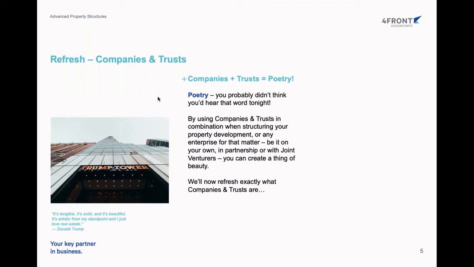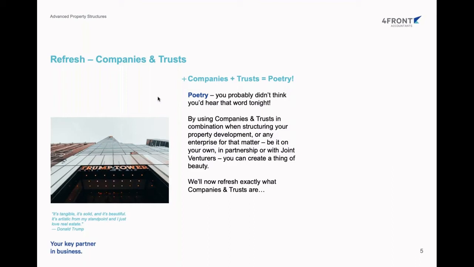This is my very poor attempt at humour, but I've got that companies plus trust equals poetry, which is probably a word you didn't think you'd hear tonight. But I say there, by using companies and trusts in combination when structuring your property development or any sort of enterprise for that matter, be it on your own or a partnership or with a joint venture, you really can create a thing of beauty and something that's really steadfast and strong.